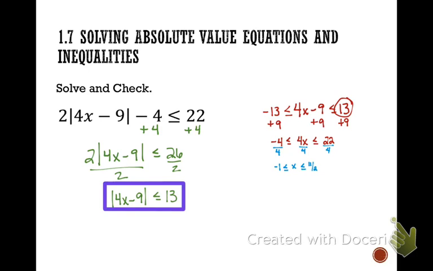How am I going to write this in interval notation? What are my two values? Negative 1, comma, 11 over 2. What am I going to put around it? Parentheses or brackets? Why brackets? Because it's equal to, right? Okay? Because it's equal to.